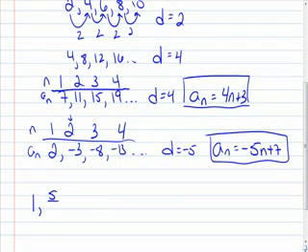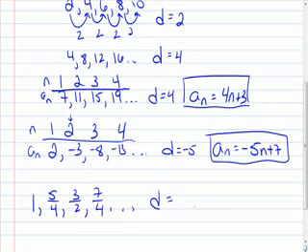1, 5/4, 3 halves, 7/4. What is the common difference? And what is a sub n? Wow. So what do you add to get from 1 to 5/4? 1/4, right? Because 4/4 plus 1/4 would be 5/4, right? 5/4 plus 1/4 would be 6/4, which would simplify to 3/2. So we have a common difference of 1/4.